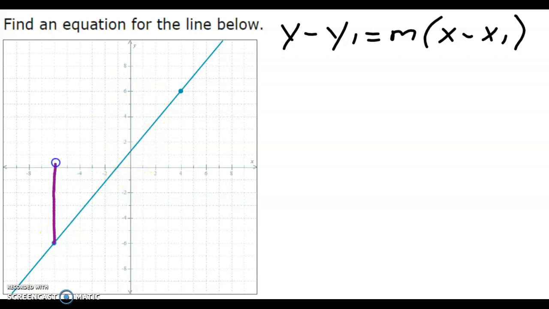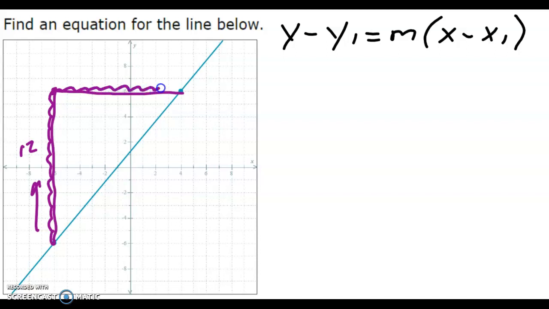So we're going to have to count that rise over run. So what we've got for the rise is the fact that we are going to be going up 1, 2, 3, 4, 5, 6, 7, 8, 9, 10, 11, 12. We went up 12. And then we went over 1, 2, 3, 4, 5, 6, 7, 8, 9, 10. We went over 10. So your slope is going to be change of y over change of x, which is going to be 12 over 10.